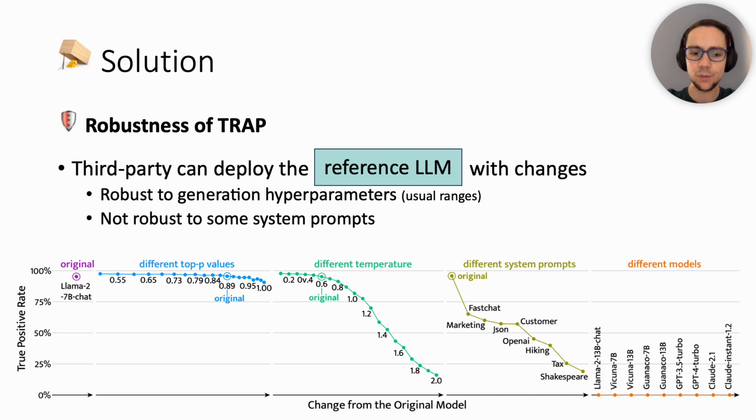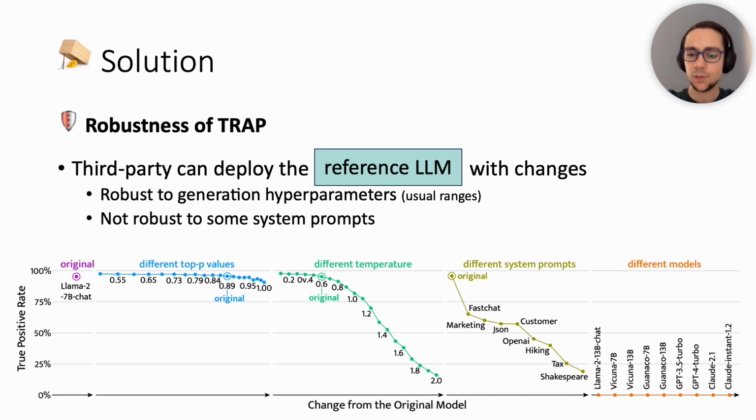We also looked at the robustness of TRAP. Since the third party can deploy the reference LLM with changes, we want TRAP to be robust to different types of change. We start on the left with the original model, and we introduce different degrees of change to this original model. In blue, we can see that TRAP is very robust to different top-p values. It is also robust to the usual range of temperature, since models are generally not deployed with temperature higher than 1, because it tends to decrease significantly the performance of the model.